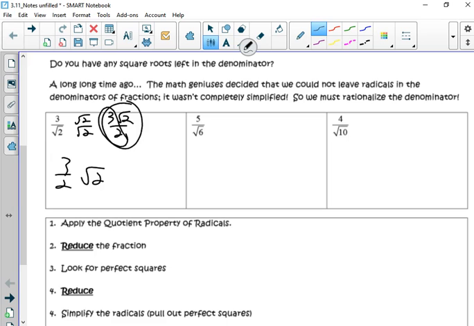So, again, very simply, and it gets more complicated after this, but if I want to get rid of radical 6, I just simply multiply by radical 6. And then I do that on the top also. On the bottom, that's just going to simply give me 6. And on the top, I have 5 radical 6. And I'm done.